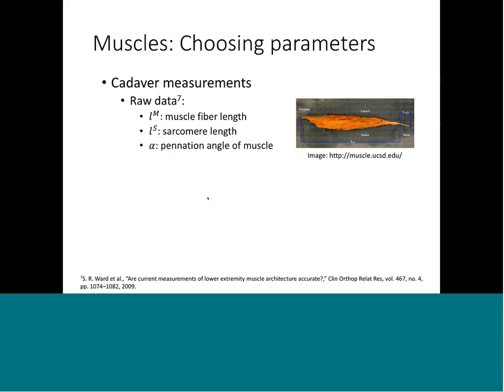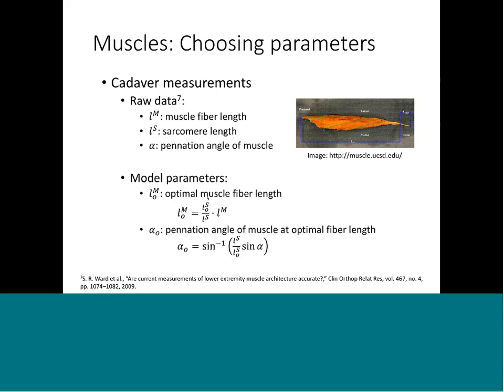We model our muscle fibers as a scaled sarcomere. So as such, to compute optimal fiber length, we assume that the ratio between sarcomere length and optimal sarcomere length, which we can get from experiments, is equivalent to the ratio between muscle fiber length and optimal muscle fiber length. So we use this relationship to solve for optimal fiber length. Similarly, we use a constant volume assumption in our muscle model to compute pennation angle at optimal fiber length based on the experimentally measured pennation angle. And our model publication has some more detail on this.